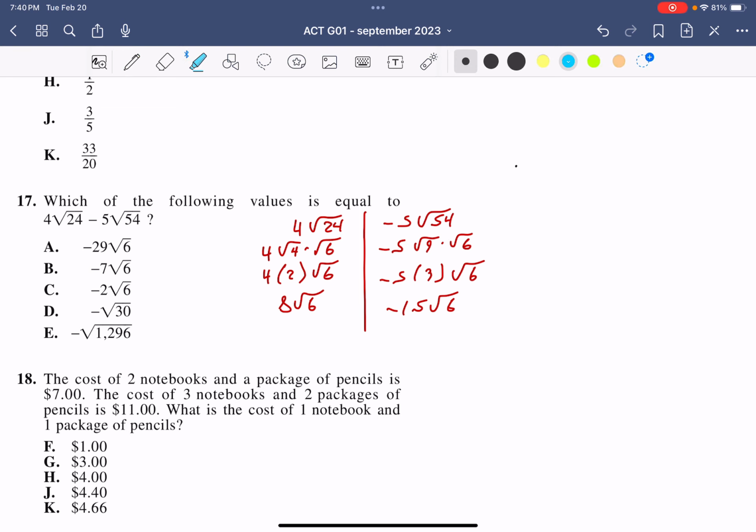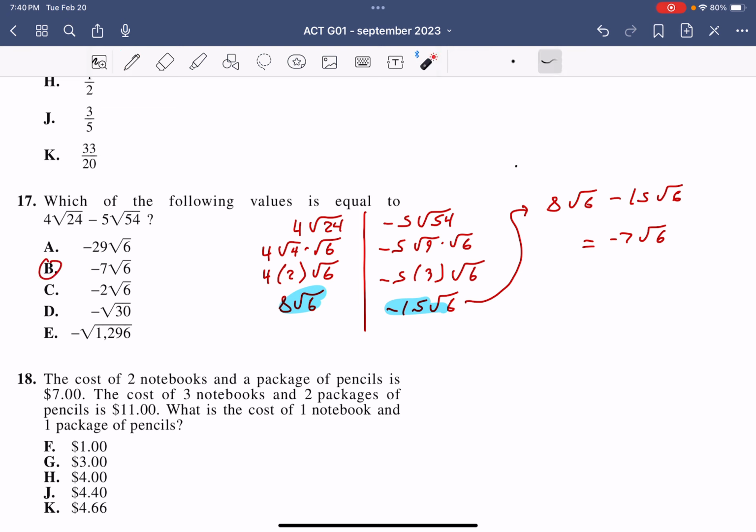Now taking these two together, we can rewrite this and do the subtraction. So now we have 8 root 6 minus 15 root 6, and that is going to give me negative 7 root 6. So our answer for this one is B.